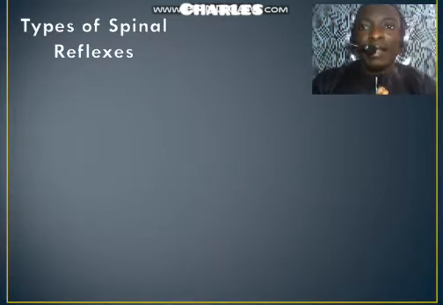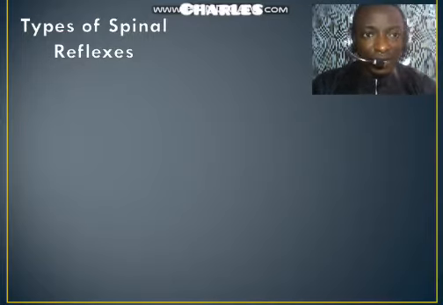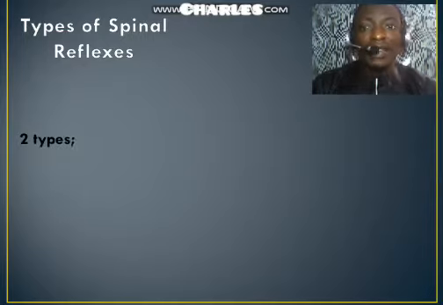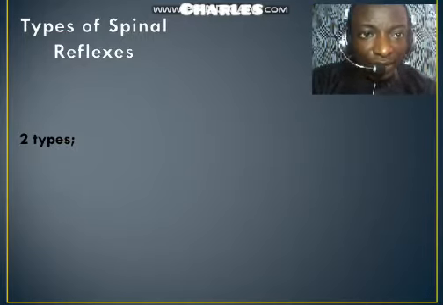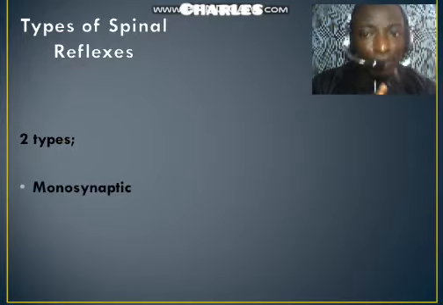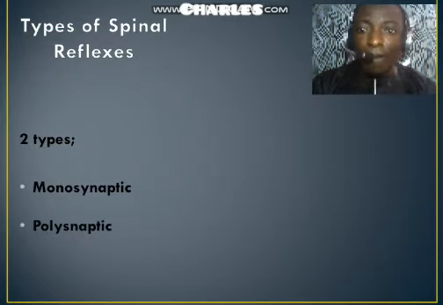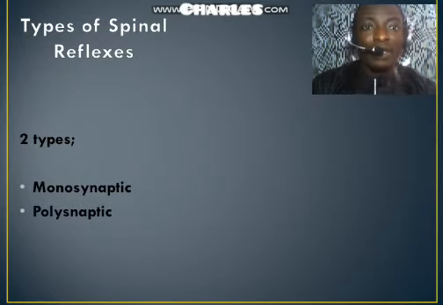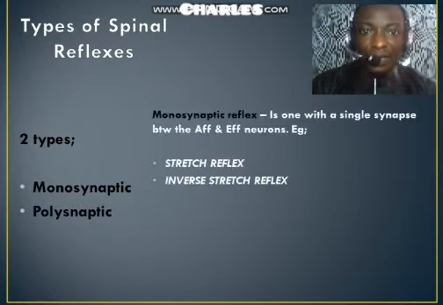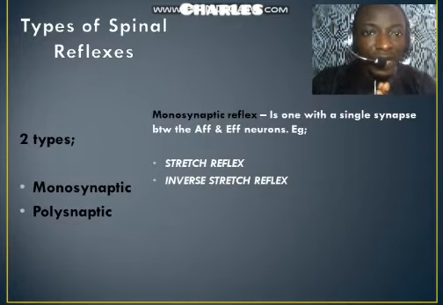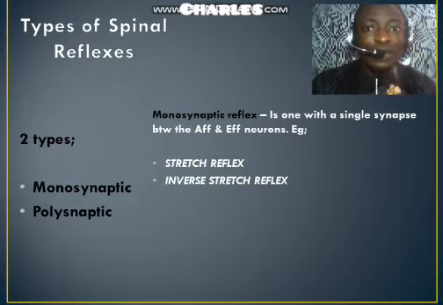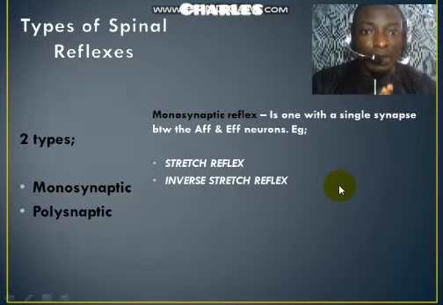We shall now look at the types of spinal reflexes. There are two major types of spinal reflexes. The first one is known as monosynaptic reflex, while the second one is known as polysynaptic reflex. Now, monosynaptic reflexes are reflexes that have just a single synapse between the afferent and the efferent neuron. There are two types of monosynaptic reflexes.